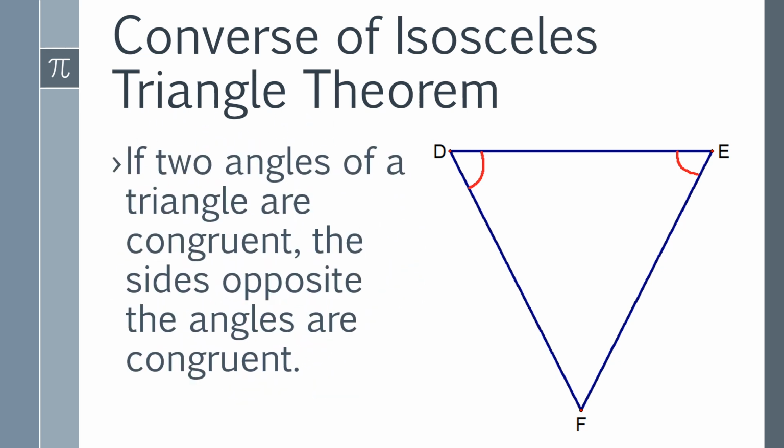Okay, so the converse of the isosceles triangle theorem says this. If two angles of a triangle are congruent, the sides opposite those angles are congruent. So in this case, we would have the side opposite angle E, which would be segment DF, and that would be congruent to segment EF, which is also congruent because angle D and angle E are congruent. So those are the sides opposite.